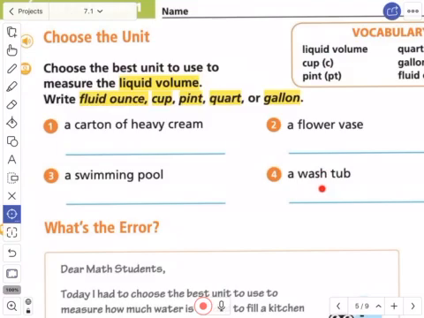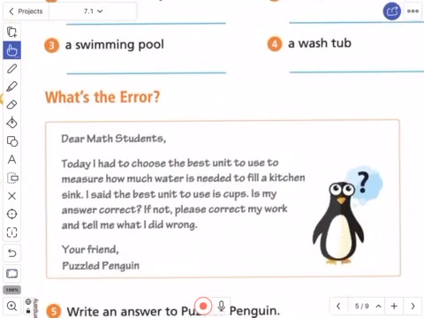A wash tub, you can think about that just like a sink. Or like a small tub, like you're washing something in it. But the easier one is to think about it like a sink. And you can use some of these over again. Just to let you know, there are no fluid ounces on these. You could do it for these, but you usually wouldn't use fluid ounces to measure these. But you could. Fluid ounce could go for any of them.